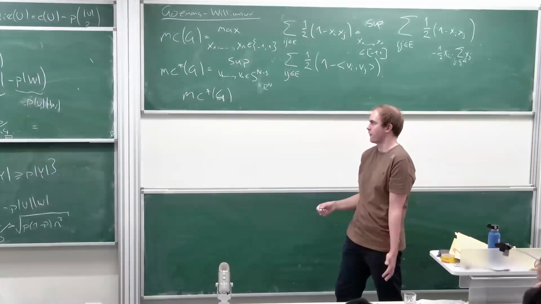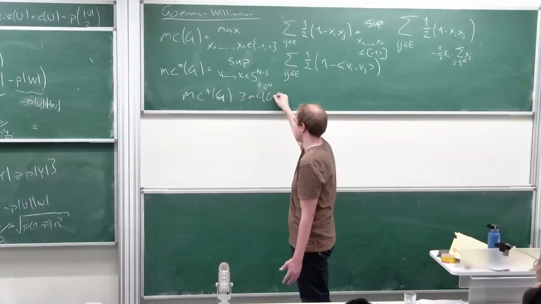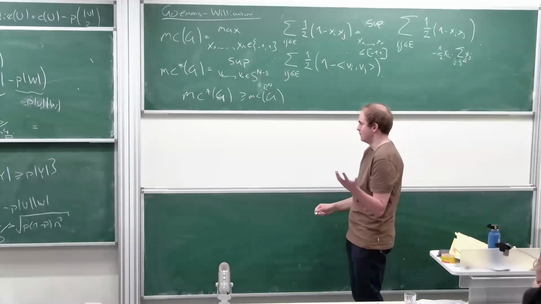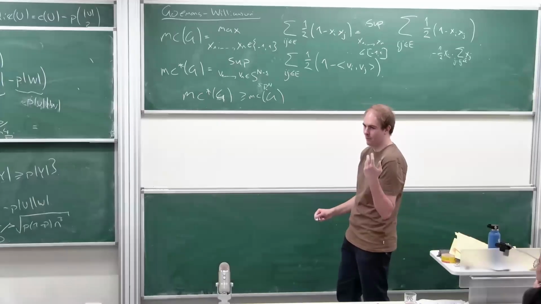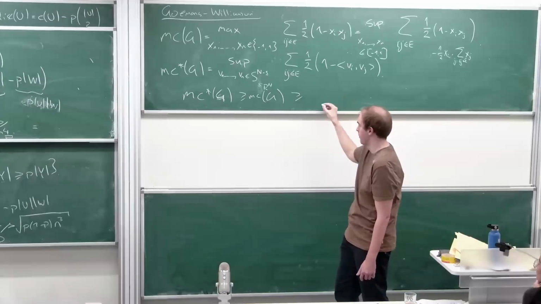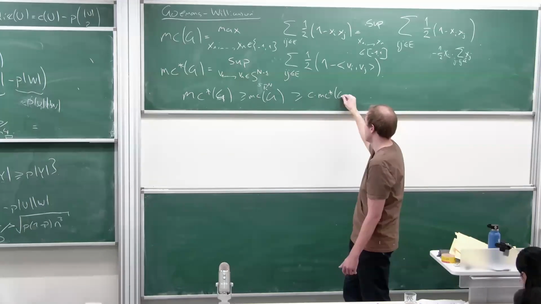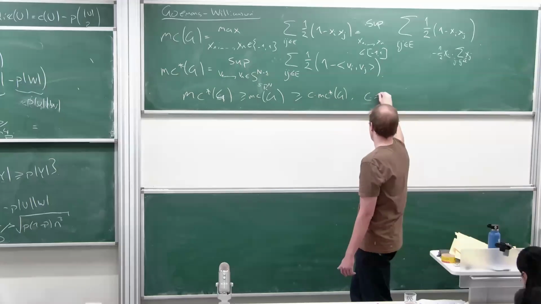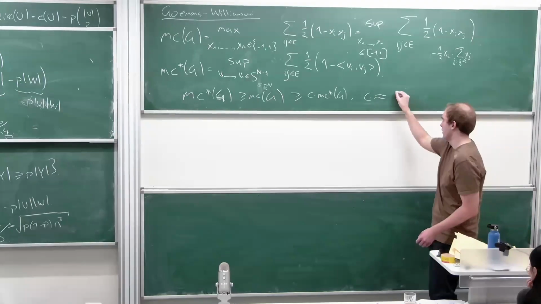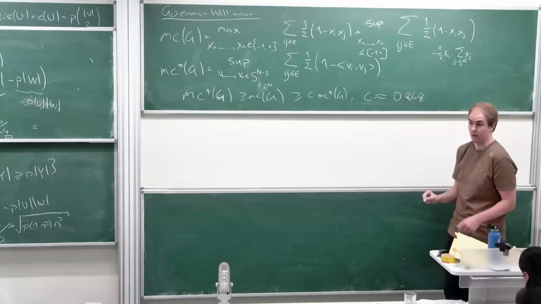So basically, we know that our max cut is upper bounded by the semi-definite relaxation of it. But that's not really useful because we want to find lower bounds for the max cut. But now the question was, is this lower bounded? And it turns out it is, where C is some constant, which is roughly 0.868. So pretty good as well.